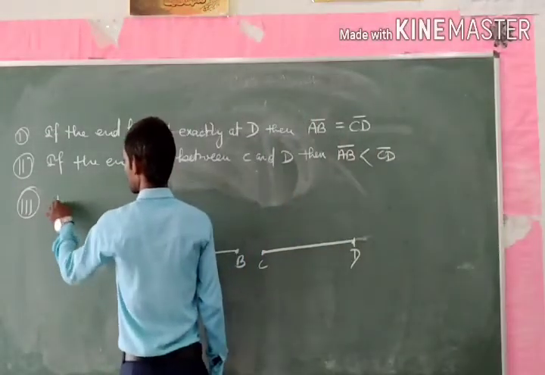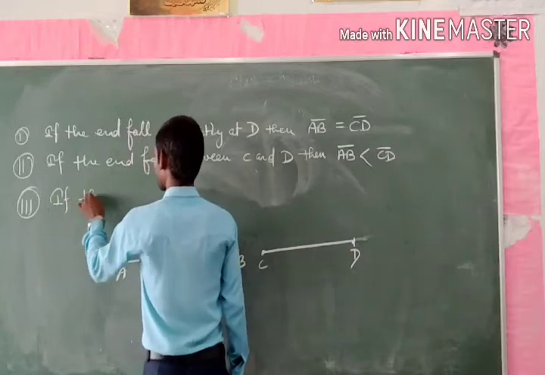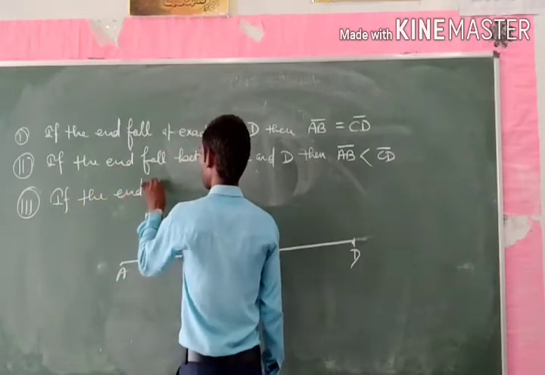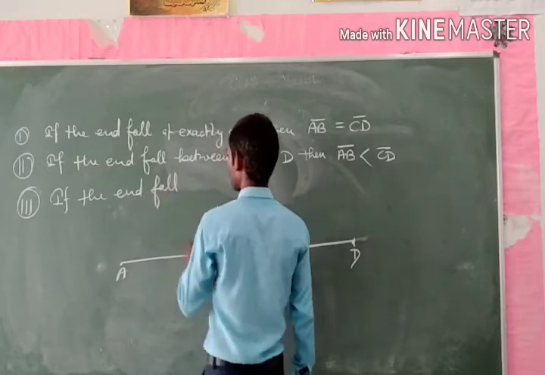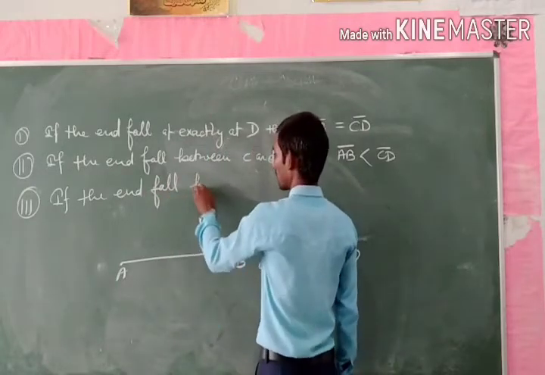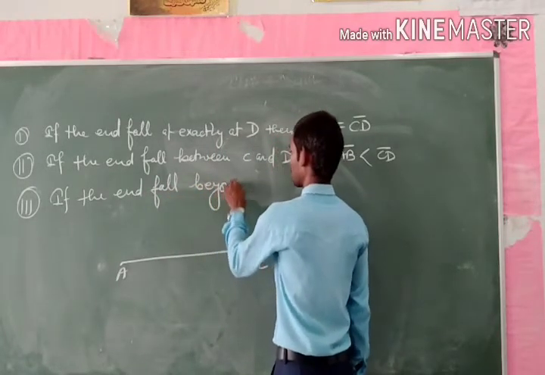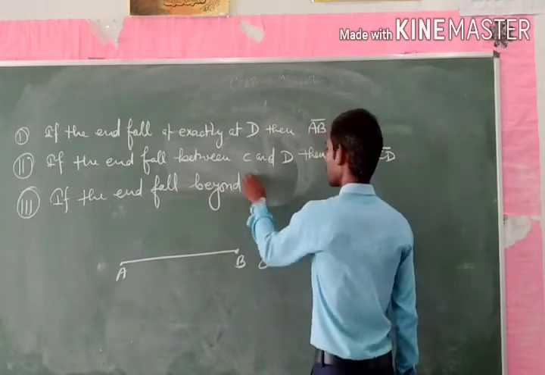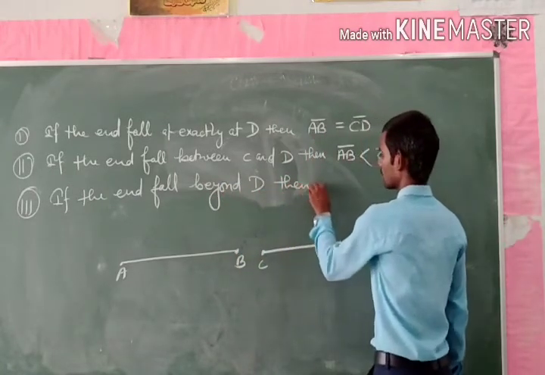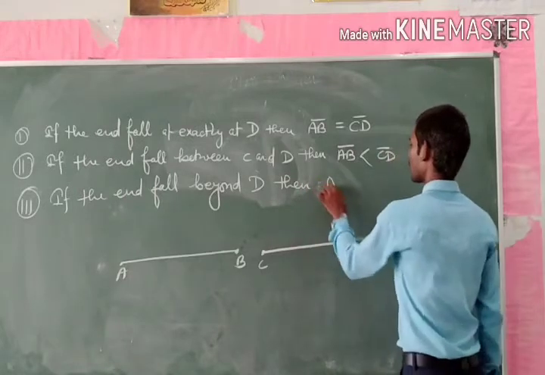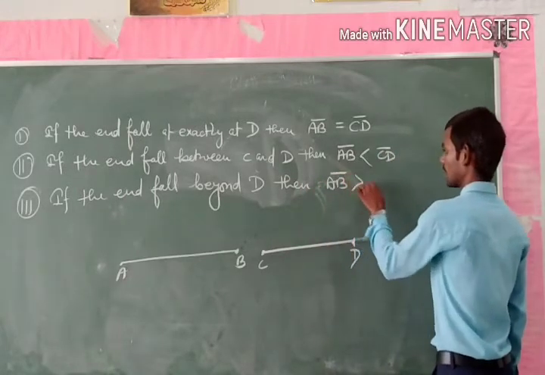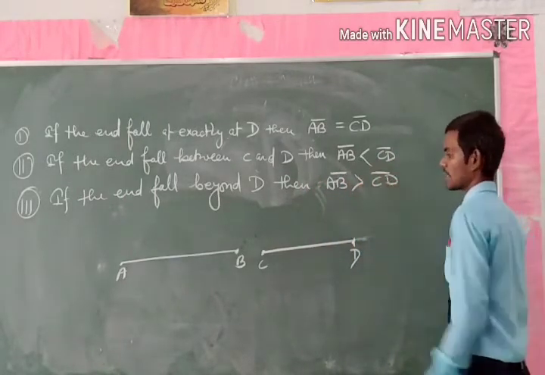And the third is, if the end falls beyond the point D, then AB is greater than the line segment CD.